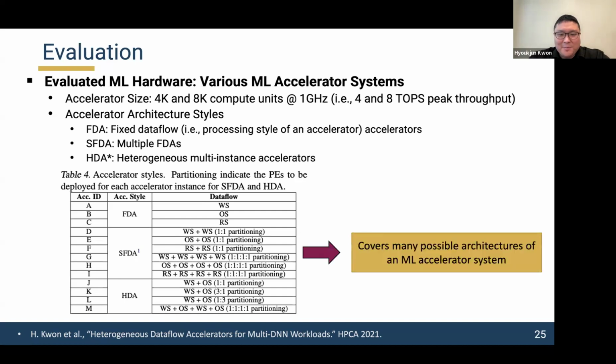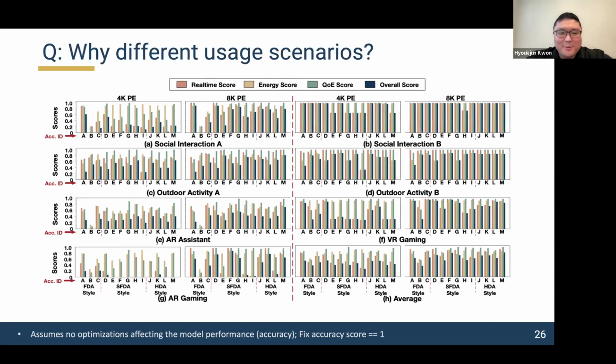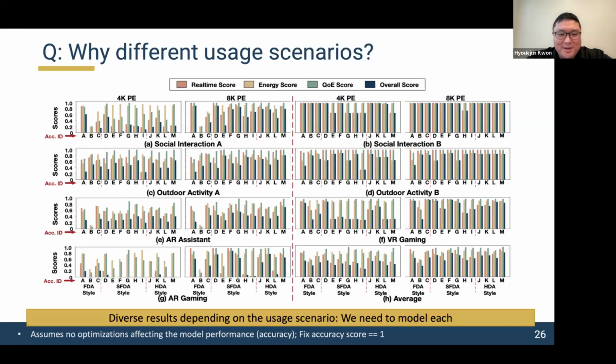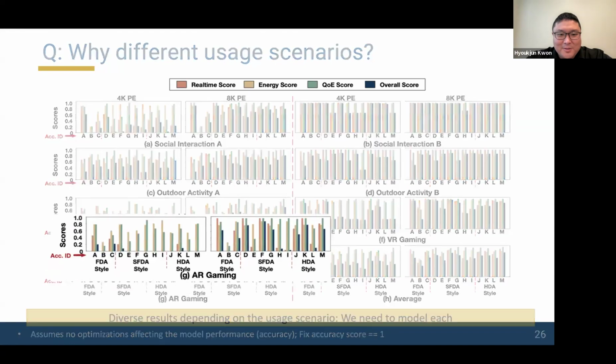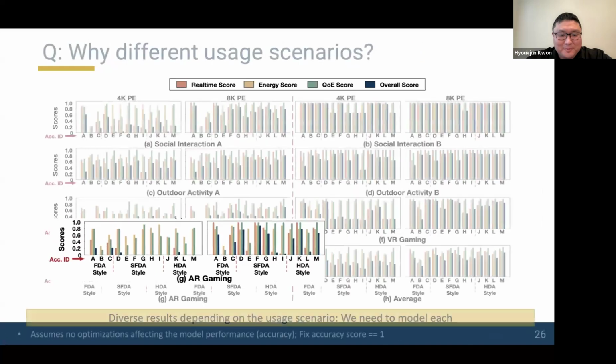So in short, it covers many possible variant architectures in the ML accelerator system. And we examined all of those options using our XR bench. So these are the full results presented in our paper, but I will not go into all the details. Let me just highlight some interesting results.